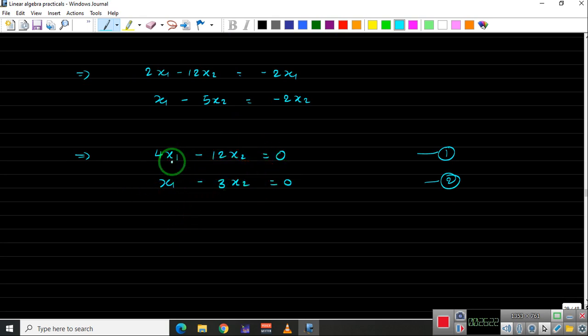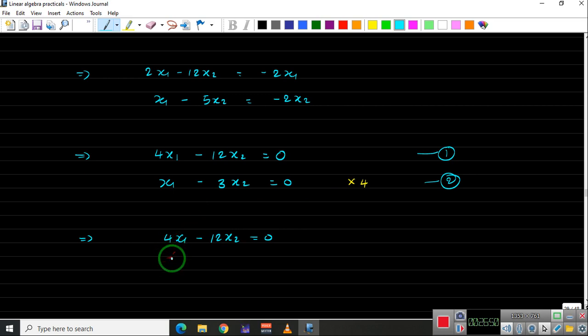Okay, so rather than going to the matrices, we will directly go for the elimination process. So let us make the coefficient of say x1 the same. The coefficient of x1 in this equation is 4. Here we have x1, so multiply this equation by 4 throughout. So that will imply, we will add two equations, 4x1 minus 12x2 equals 0.